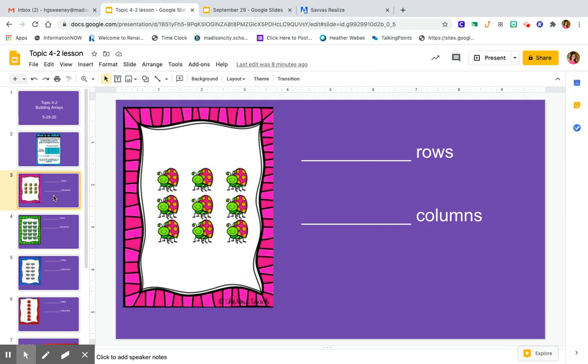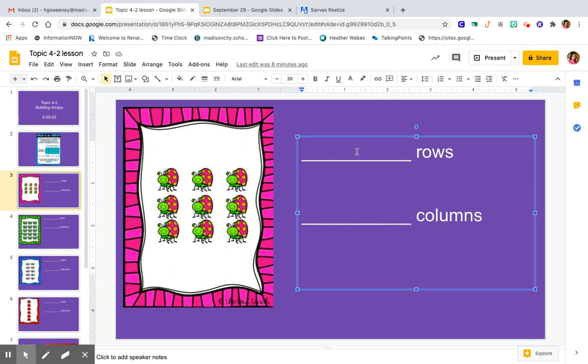So looking here, I see rows, blank rows. So that means I want to count how many rows. Remember, rows go across. There's 1, 2, 3 rows. So I'm going to write 3. How many columns? Remember, columns go up and down. There's 1, 2, 3 columns. So I have 3 rows and 3 columns. That means I need to write an addition sentence that shows 3 plus 3 plus 3.